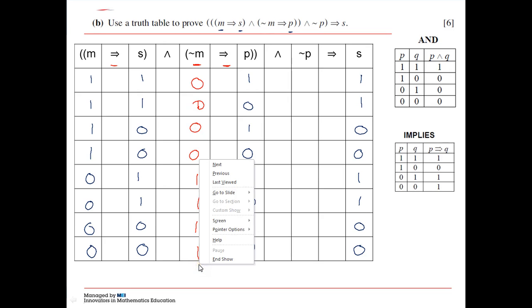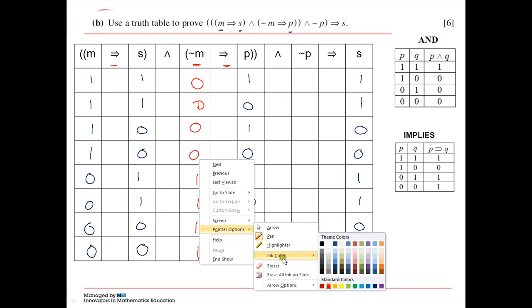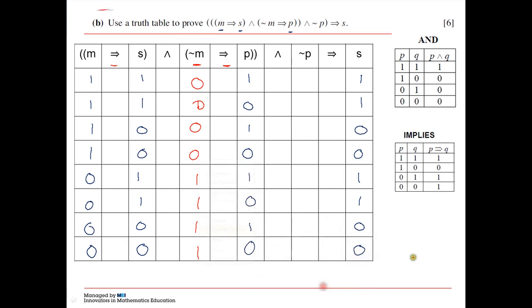Then I can start looking at the ways that we connect them together. So here I've got implies, M implies S. The way to remember implies is that it's all 1s unless you've got 1 and 0. Everything else is a 1. So 1, 1 is a 1, that's a 1, but the 1 and 0 is going to be 0 and all the rest will be 1.